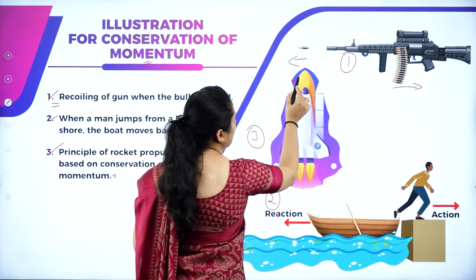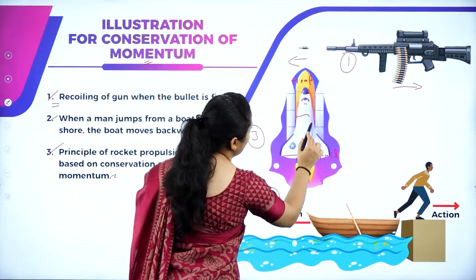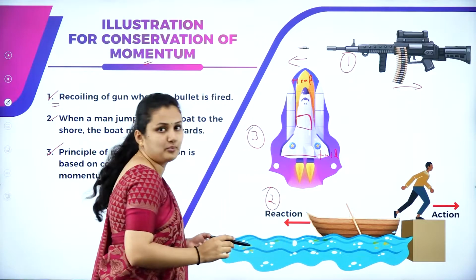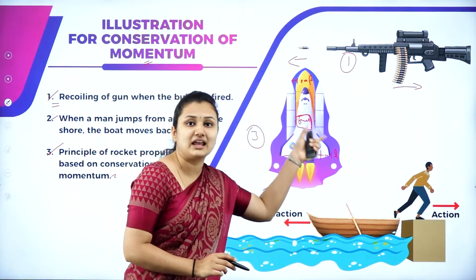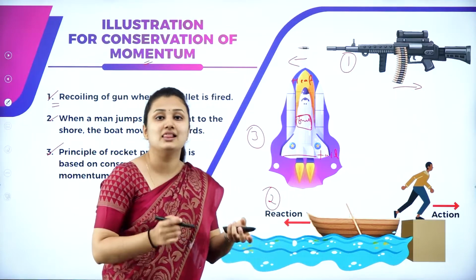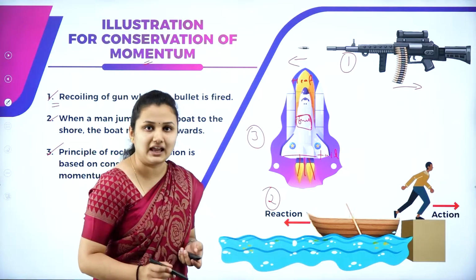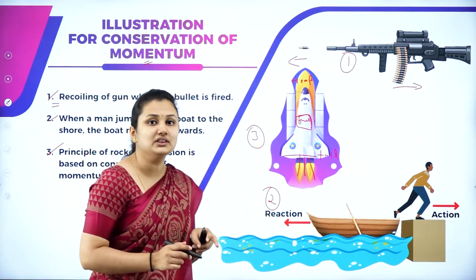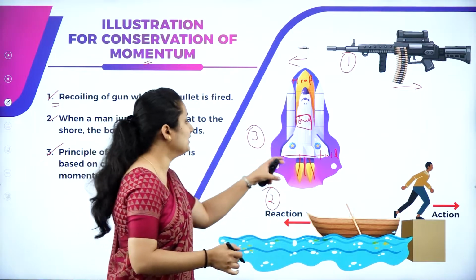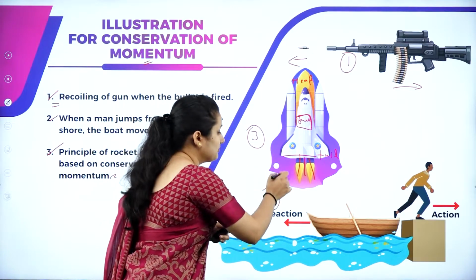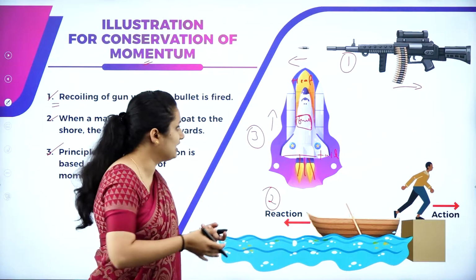So this is the head of the rocket. This is the tail of the rocket, and in the rocket you have this propellant chamber. This is the fuel chamber. When combustion of fuel takes place, when the propellants are burnt, a large amount of gas is ejected from the tail with high velocity and large momentum. In turn, the rocket will move upward, gaining large momentum.